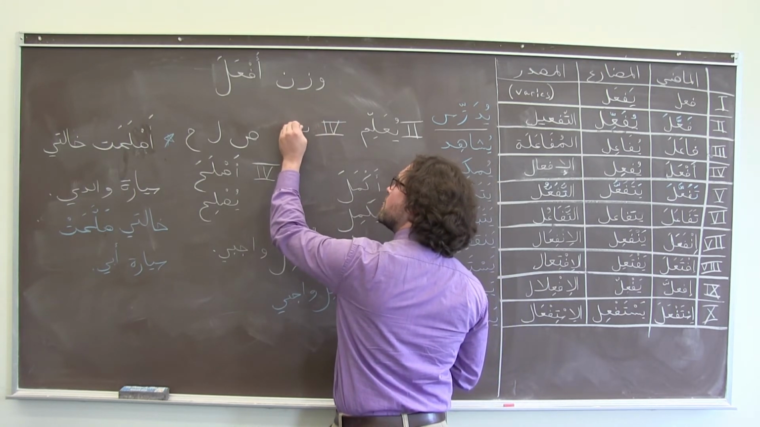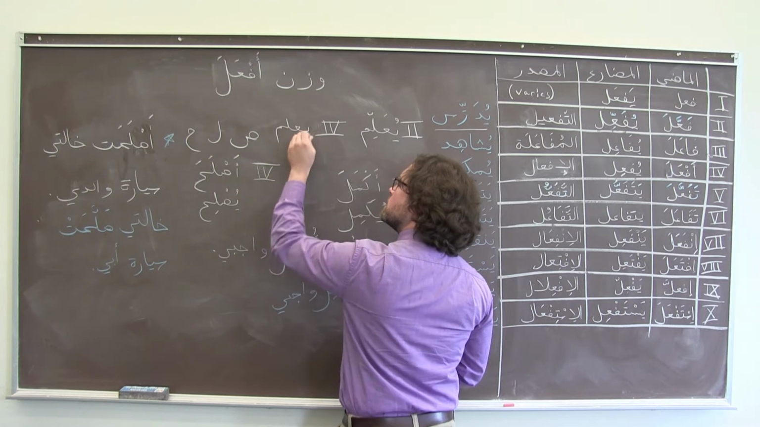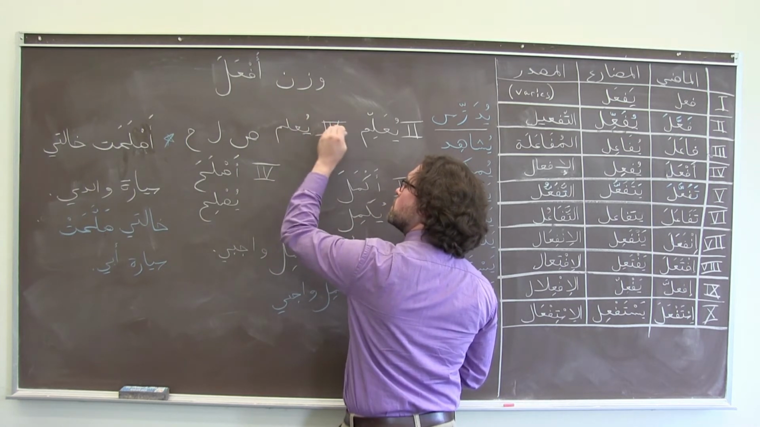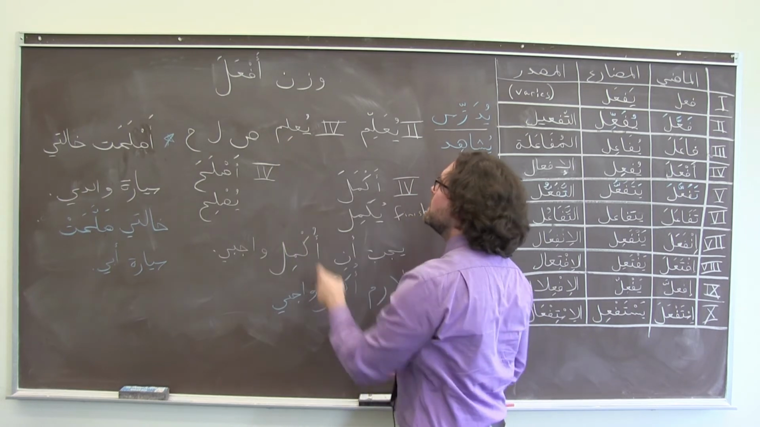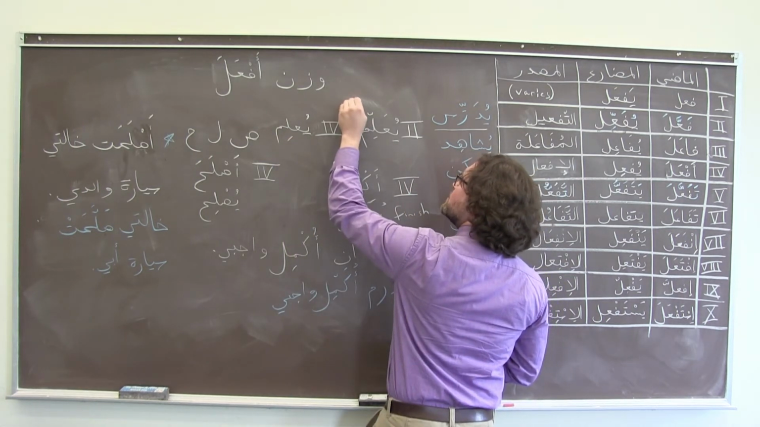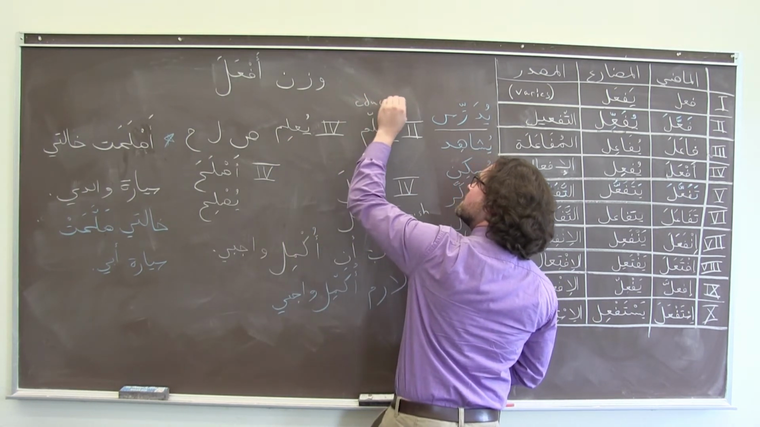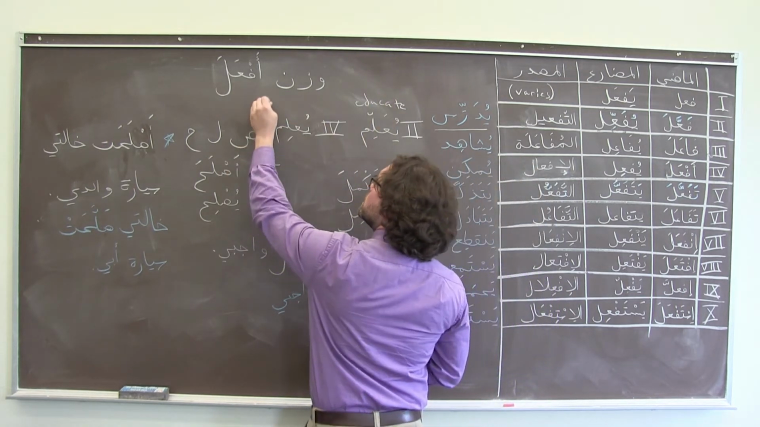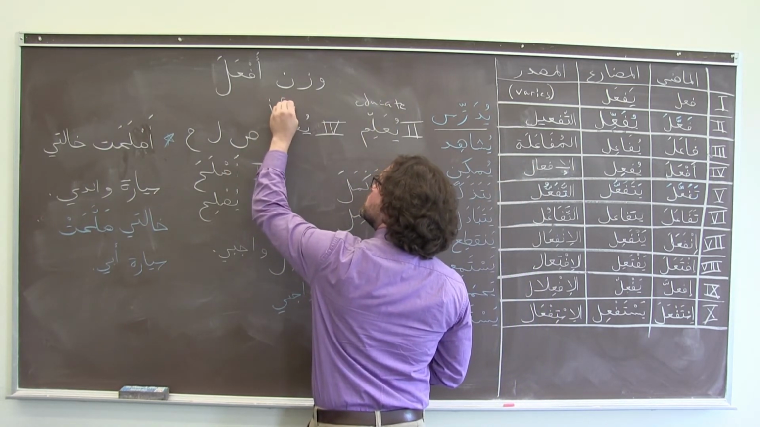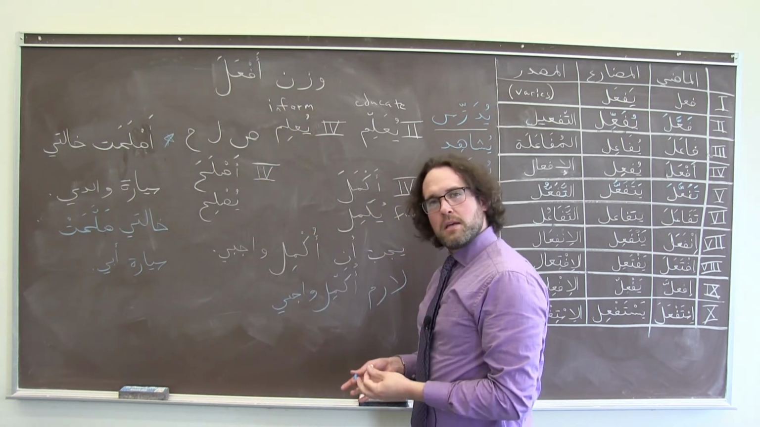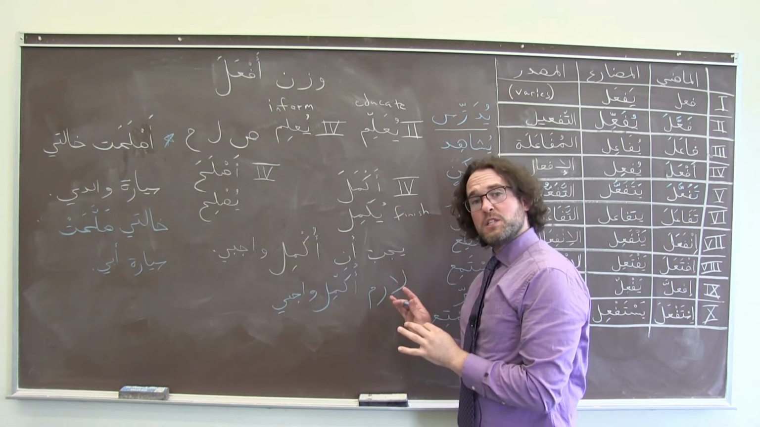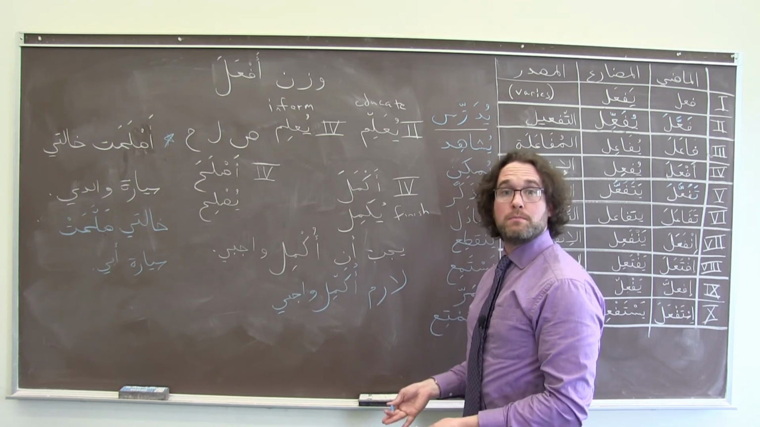If I said يعلم, following that same Form 4 vowel pattern, right? يعلم, dhamma here, kasra there. يعلم is more like educate, whereas يعلم would be more like inform. It's a subtle distinction, but one that is potentially important and could change the meaning of what you're trying to say.